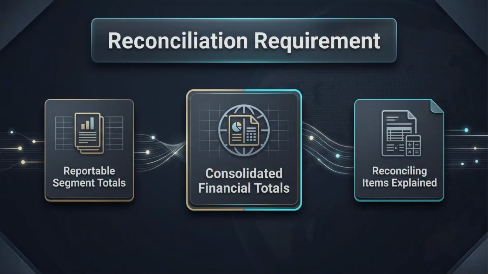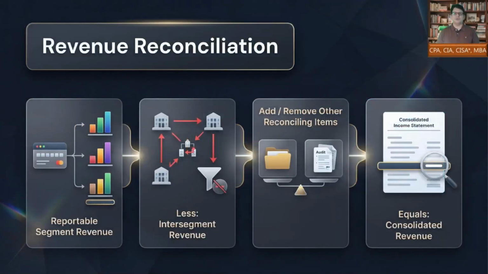Segment information cannot float separately from the consolidated financial statements. ASC 280 requires reconciliations so users can trace segment totals back to consolidated totals. Think of this as the bridge between management reporting and external reporting. Segment revenues, profit or loss, assets, and other significant items must be reconciled to the corresponding consolidated amounts. Individually significant reconciling items should be described separately because users need to understand what creates the gap between segment totals and the financial statements.